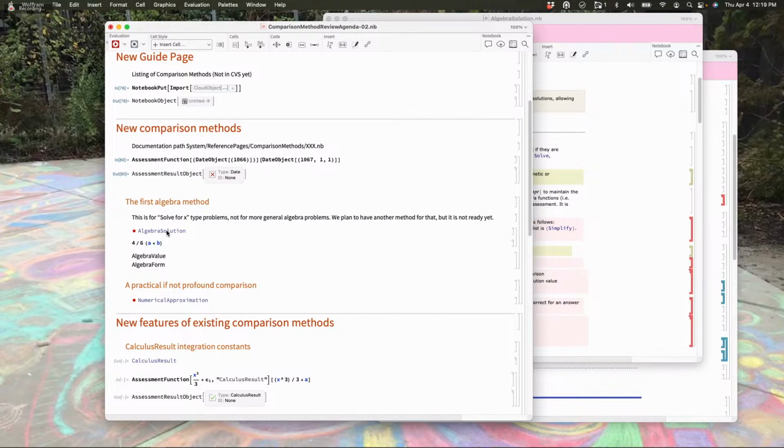Form and value. So what we are calling solution would be value, and what we are calling result would be form. If you see algebra value versus algebra form, you can explain that as, let's write the description. Algebra value is compare by algebraic value. And the next one is compare by algebraic form. See what I'm saying?